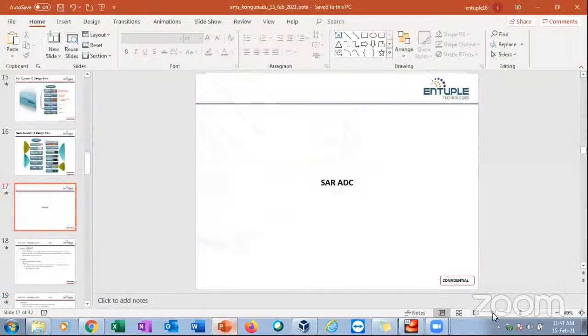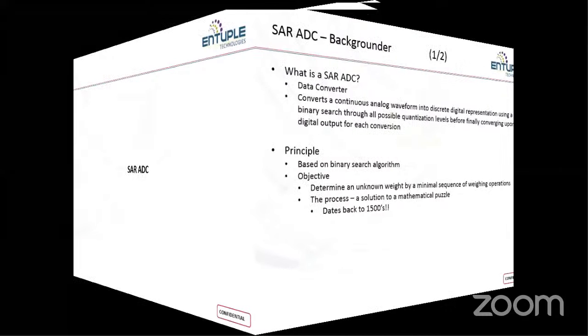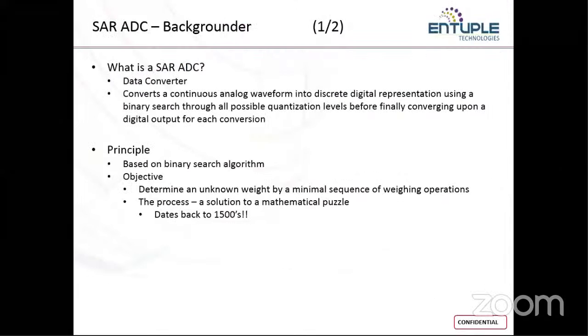Okay, let us start with SAR ADC, Successive Approximation Register based Analog to Digital Converter. So what is a successive approximation register based ADC? We are designing a data converter which converts the continuous analog waveform into discrete digital representation using a binary search algorithm. What is a binary search algorithm?